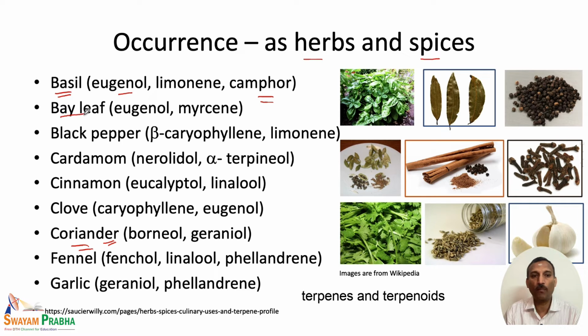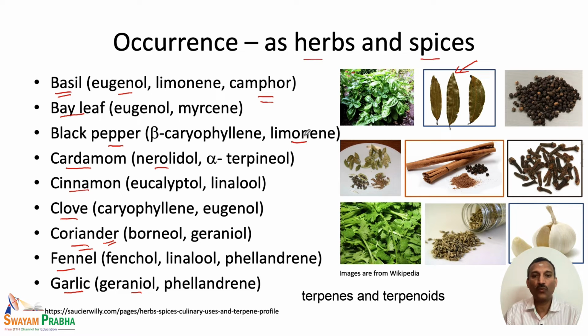And when we look at bay leaf, cardamom, cinnamon, clove, fennel, all these contain different terpenes. For example, the bay leaf we use for our masalas, especially for making biryani and pulav and other things, contains eugenol. And cardamom contains nerolidol and alpha terpineol. Cinnamon contains eucalyptol and linalool. Clove contains eugenol. Fennel contains fenchol, linalool and other compounds. And in fact, the garlic contains geraniol and the black pepper contains limonene.